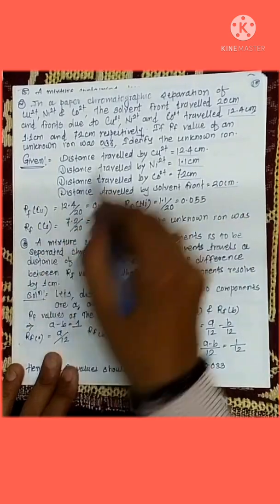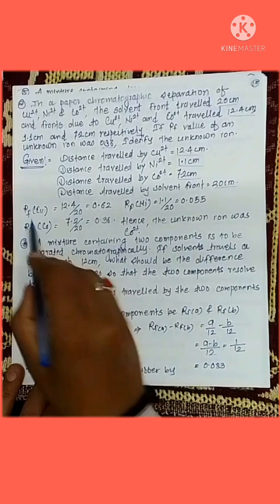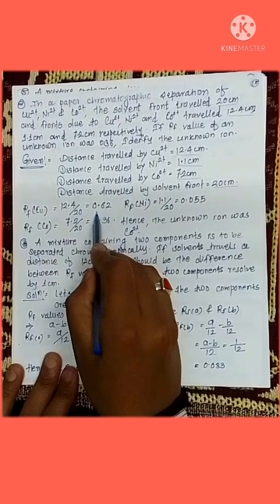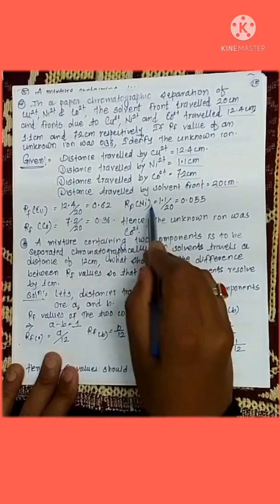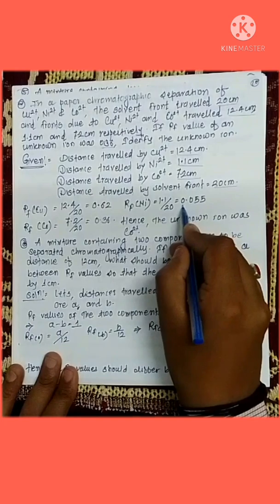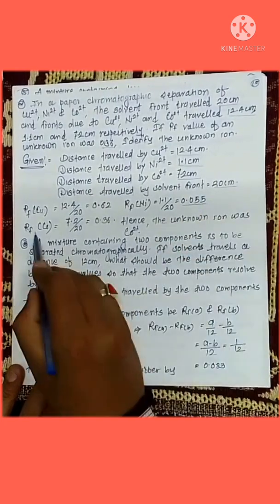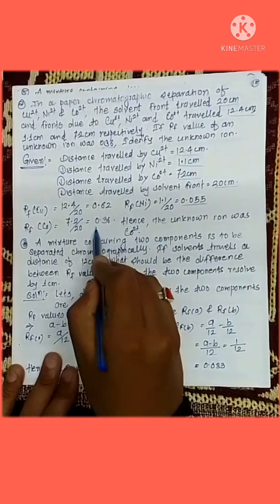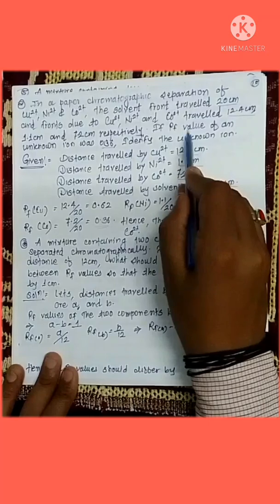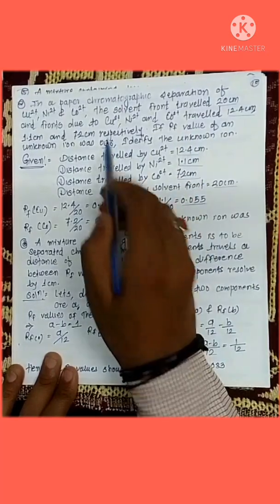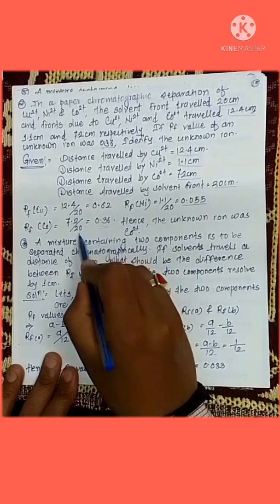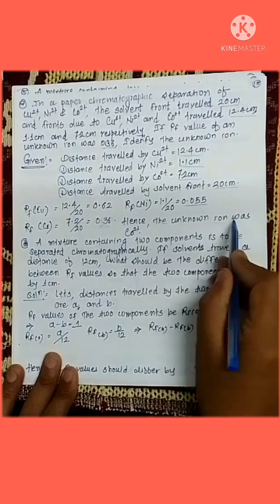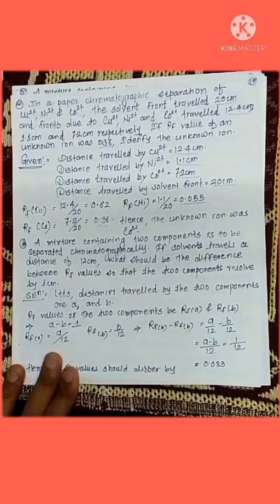So first we are going to calculate the RF value for each ion. RF of copper is equal to 12.4 divided by 20, that is 0.62. RF for nickel is 1.1 divided by 20, that is equal to 0.055, and RF for cobalt is equal to 7.2 divided by 20, that is equal to 0.36, and the RF for the unknown is given as 0.36. So from this calculation we get that the RF for cobalt is equal to 0.36, hence the unknown ion was cobalt 2+.